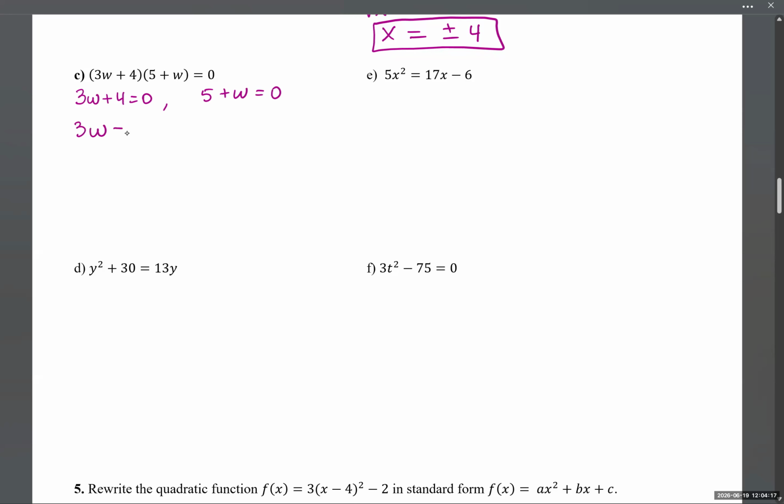So 3w equals -4, which means w equals -4 over 3. That's your first answer. And then subtract 5 from both sides. W equals -5, and that's your second answer.